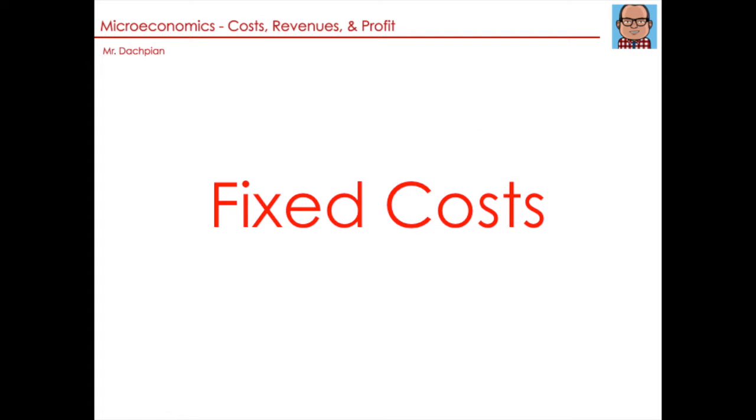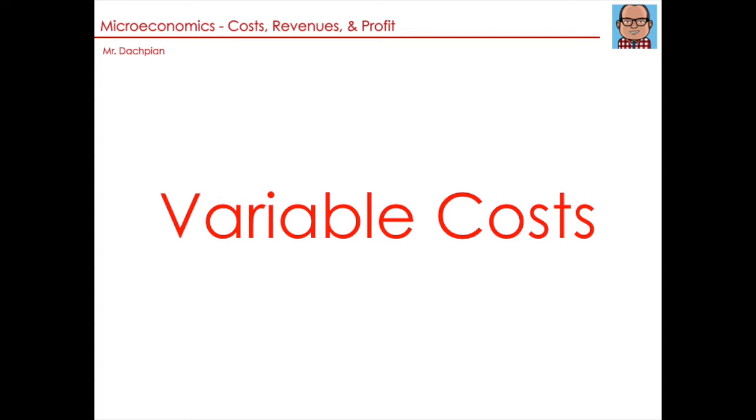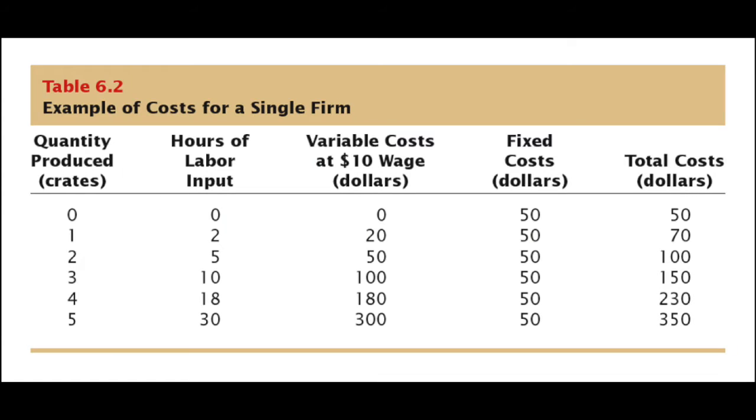Fixed costs are costs of production that do not depend on the quantity of production. These are costs associated with the fixed input. Variable costs are costs of production that vary with the quantity of production. These are costs associated with the variable input.